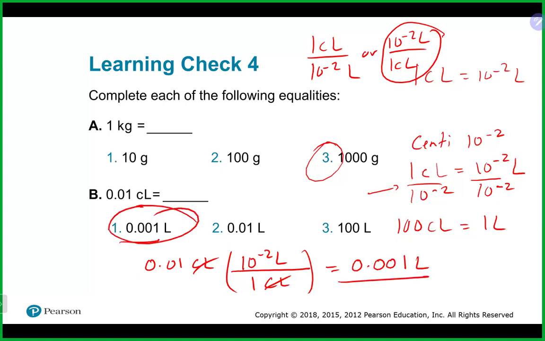So there it is. Again, we could use our conversion if you can't see it directly and just do a little dimensional analysis with it and choose our units. Any questions on that one there?